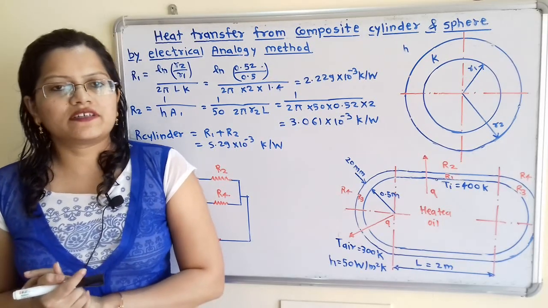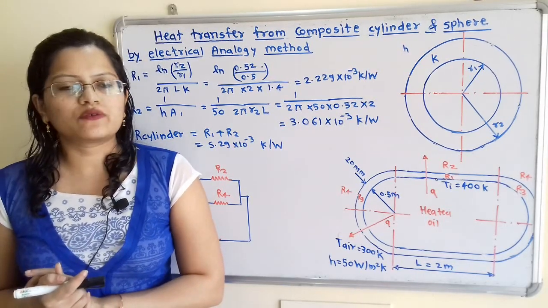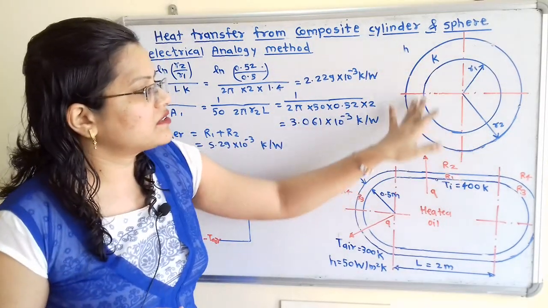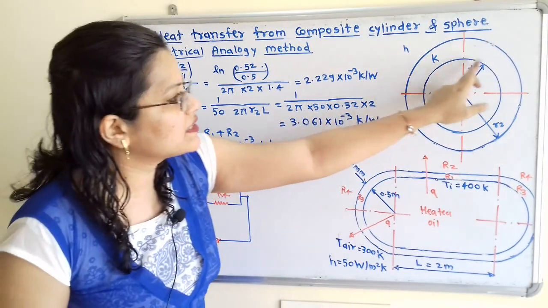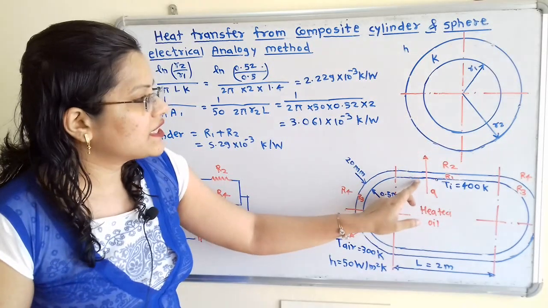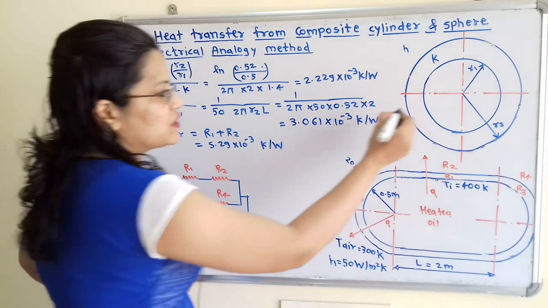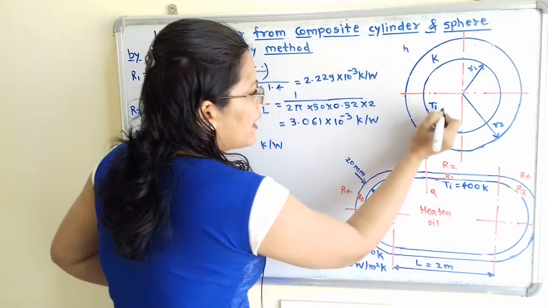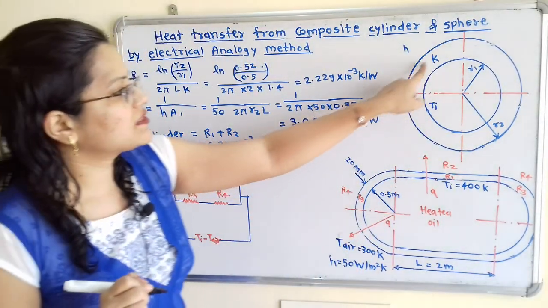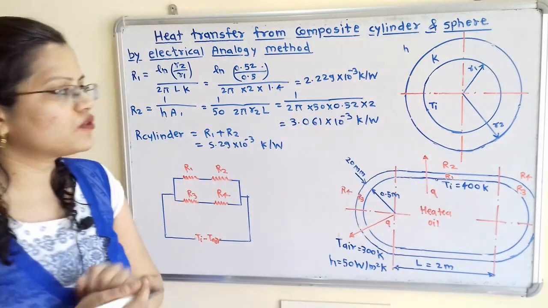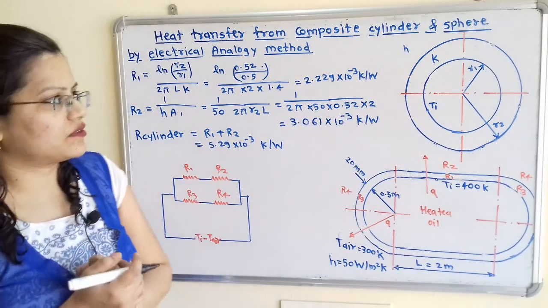Now we will calculate resistances R1 and R2 through the cylinder. So we will draw here the cross section, that is a circular cross section. This is the inside surface of the cylinder, which is at temperature Ti, 400 Kelvin. I will mention here this Ti, 400 Kelvin, and this is the thickness of the glass, and this is the outside surface of the storage tank, for the circular cross section.